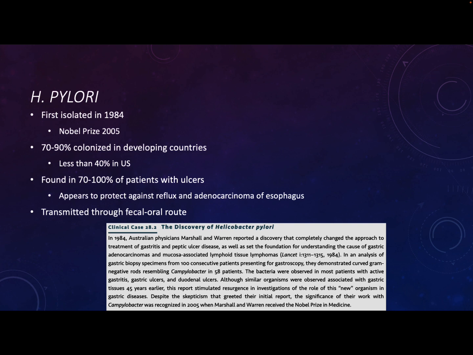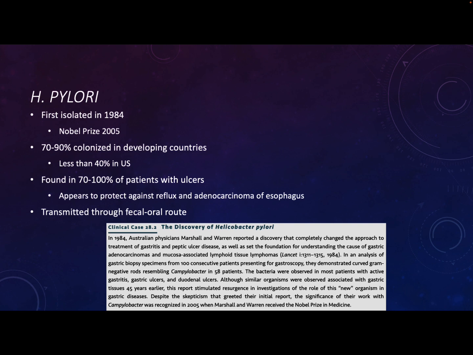So in 1984, two Australian physicians reported a discovery that completely changed the approach to treatment of stomach infection and peptic ulcer disease, as well as set the foundation for the understanding of the cause of gastric cancers, both gastric adenocarcinomas and mucosa-associated lymphoid tissue lymphomas. So both lymphatic cells, like the lymphoid cells, cancer of those, or cancer of the tissue of the stomach.